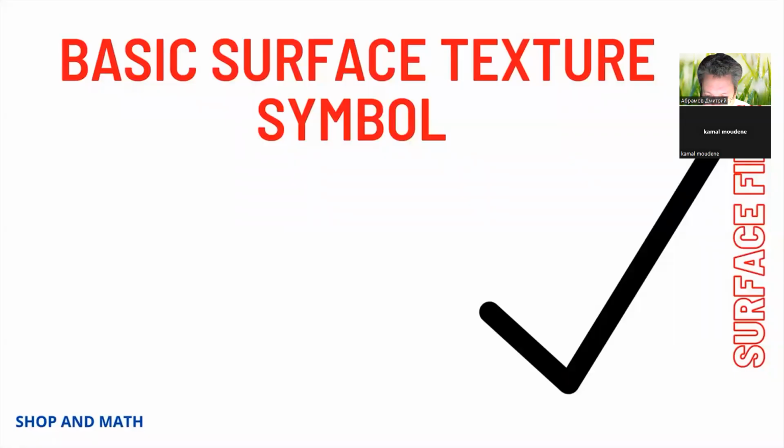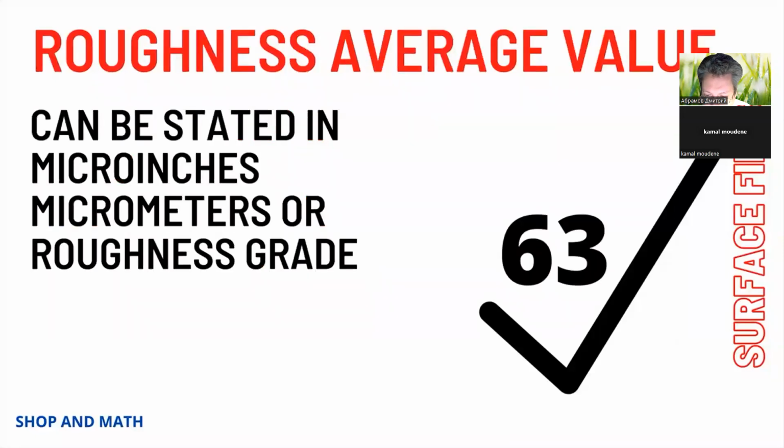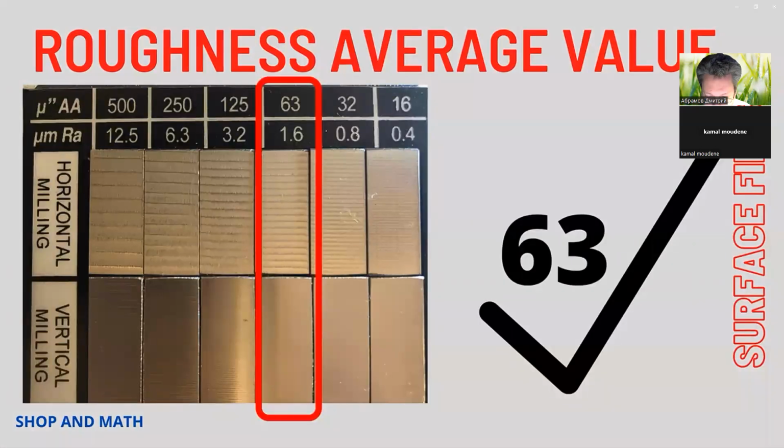Basic surface texture symbols. Roughness average value. This can be stated in micro-inches or micrometers or roughness grade. Using the visual comparator, you can see on the top, which is micro-inches, and on the bottom, which is micrometers.